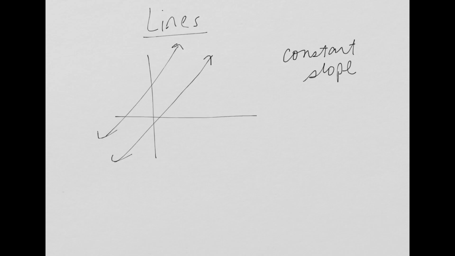So you can see all these lines, they're flat. They're not kind of curving. They just have the same slope everywhere. So we need to define what is the slope. So the slope of a line is going to be rise over run.